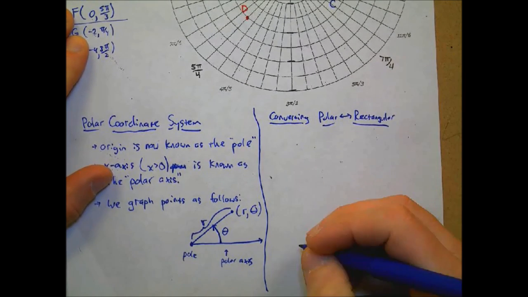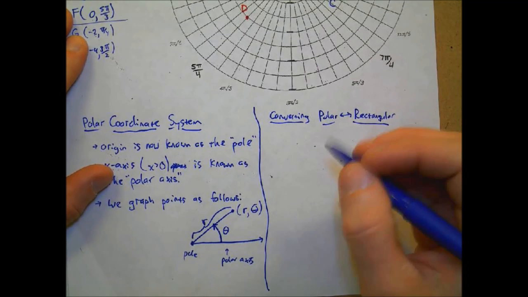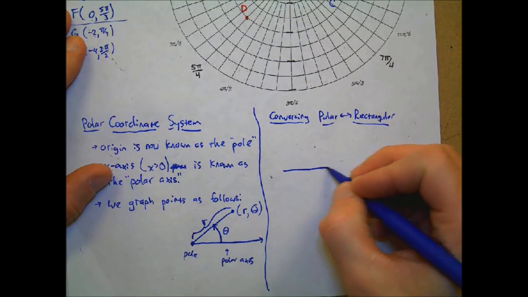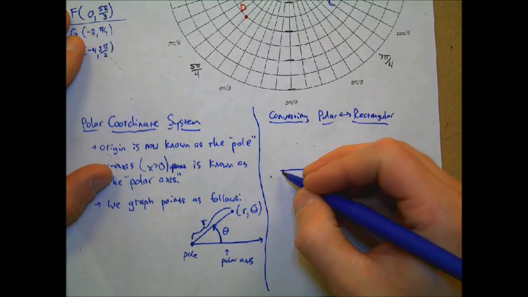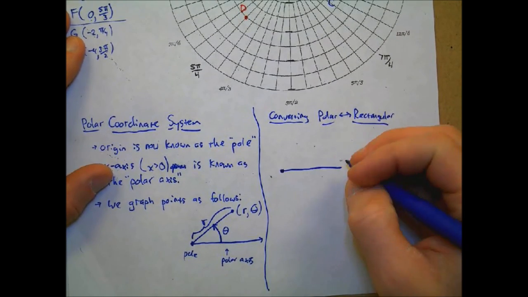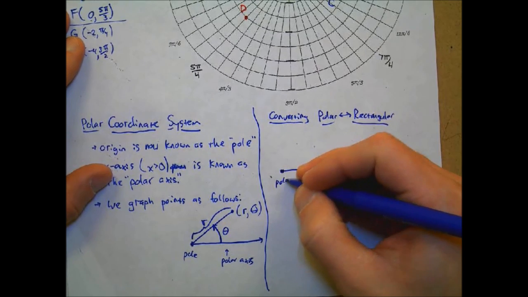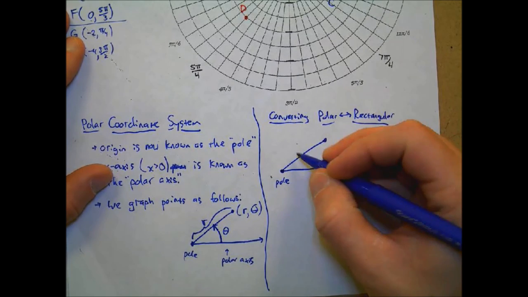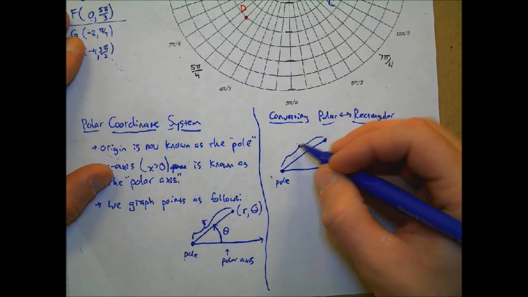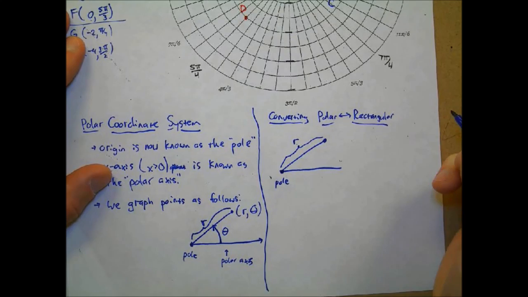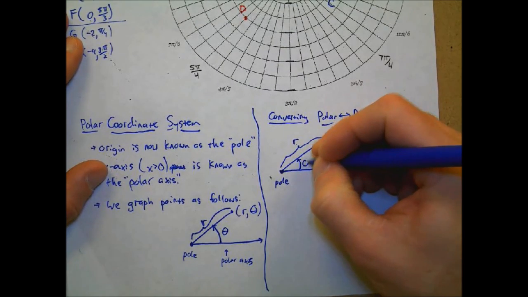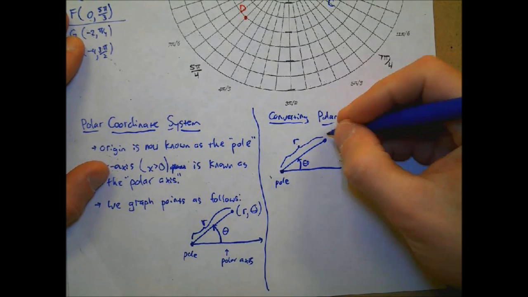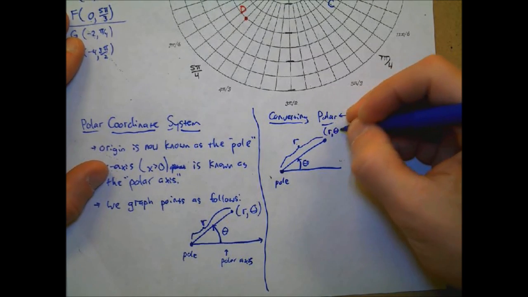Okay, so let's think about what we were doing when we located a point using polar coordinates. So there's the pole. And there's our distance r we went out. And there's our angle theta that we did. Okay? And this located the point r comma theta. Okay, right?